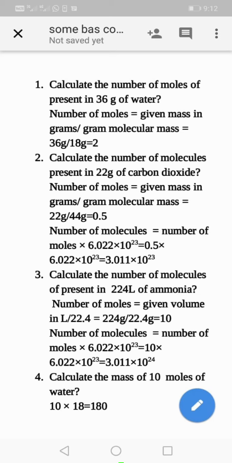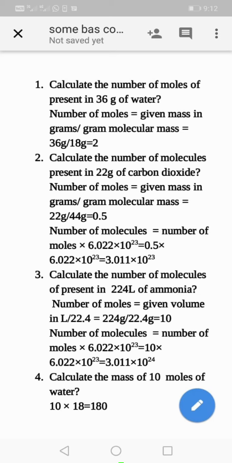Okay, third question: calculate the number of molecules present in 224 liter of ammonia. In this question, the volume in liters is given. Mass is not given. Instead of that, volume in liters is given. Here also the question is the calculation of number of molecules. So first you will have to calculate the number of moles. Number of moles is equal to, what's the formula for this one? Given volume in liter divided by 22.4 liter.